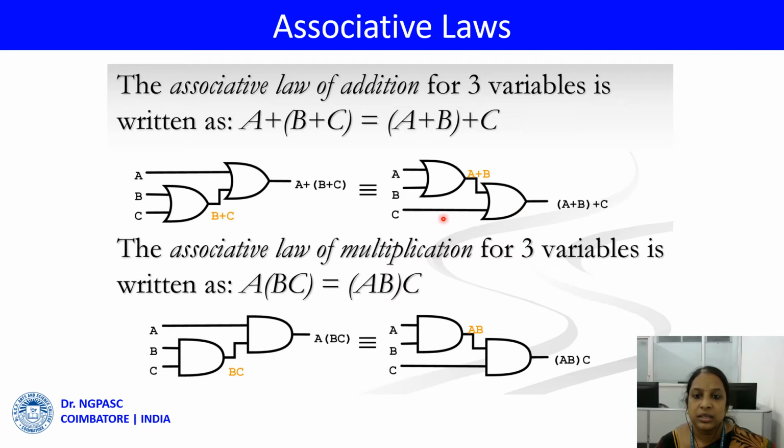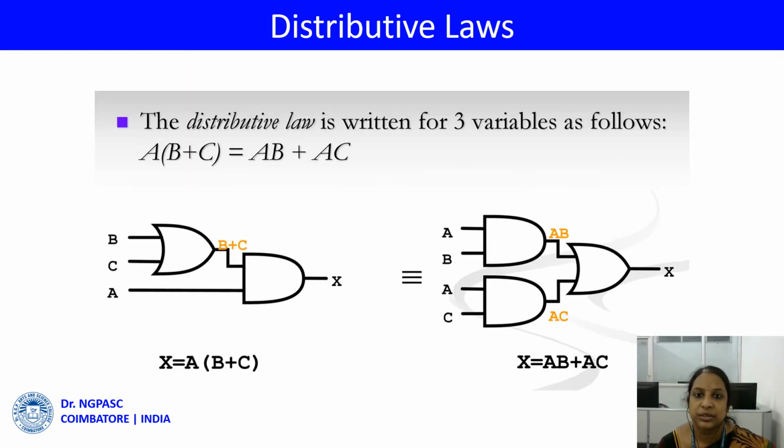Similarly, here the OR operation is done on A and B, and the output is given to the other OR gate with C as another input. So the operation is done as A plus B plus C, but the outputs will be the same. The values of the output will be the same. Similarly, for the associative law of multiplication, the law is A into BC is equal to A into B into C. So these are the associative laws of addition and multiplication.